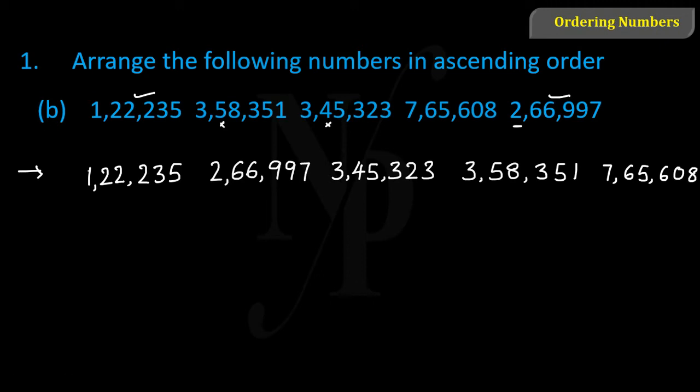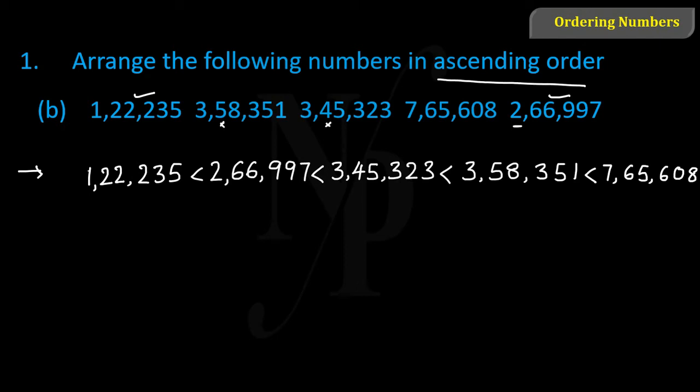So after arranging the given numbers in ascending order, we will put the less than symbol between these numbers, which represents the given numbers are written in ascending order. So like this, you have to compare the given numbers and arrange them from smallest to greatest to obtain ascending order of the given numbers.